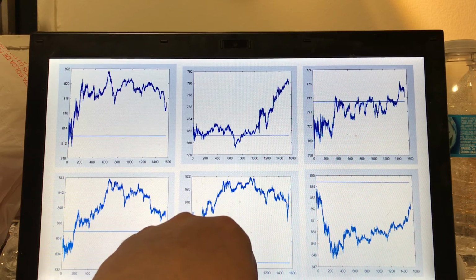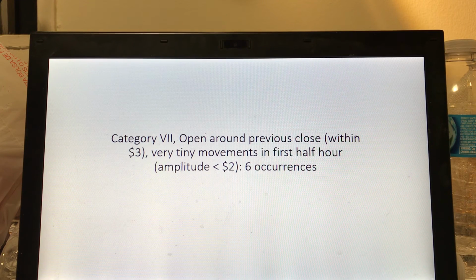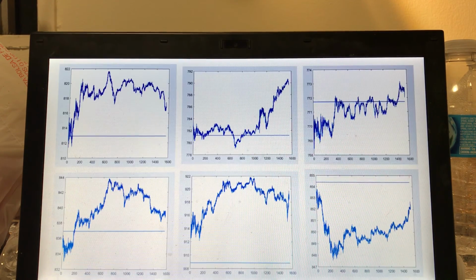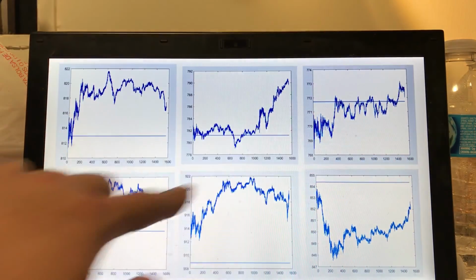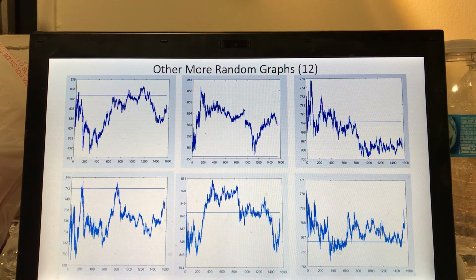So for this case, there shouldn't be any big things happening. Just keep your stock and use your judgment and wait for the good things to happen, which is quite likely to happen. Okay. So there are another 12 graphs that are highly random, and from my experience, I'm unable to classify them into any classes.